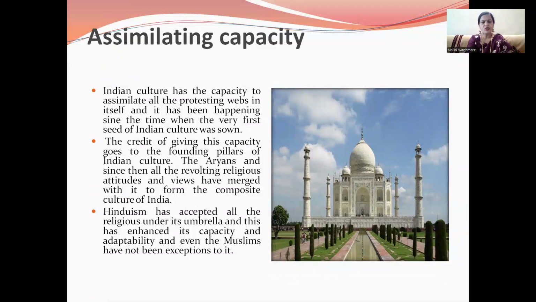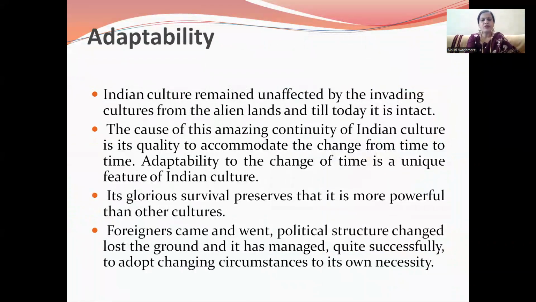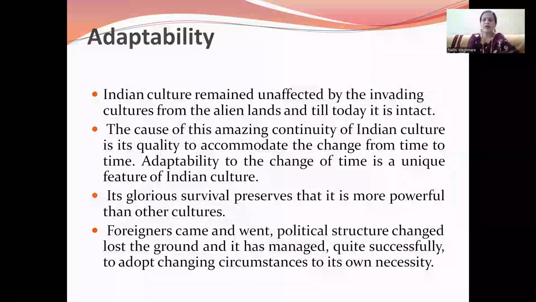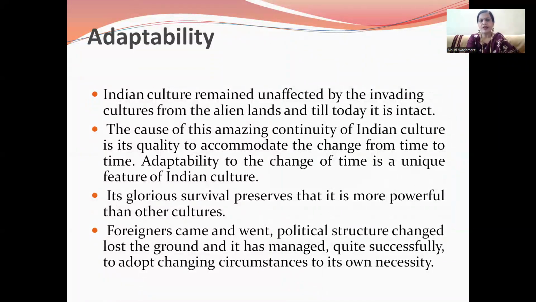culture of India. Hinduism has accepted all the religions under its umbrella, and this has enhanced its capacity and adaptability, and even the Muslims have not been an exception to it. Adaptability. Indian culture remained unaffected by the invading cultures from alien lands, and till today it is intact. The cause of this amazing continuity of Indian culture is its quality to accommodate change from time to time.